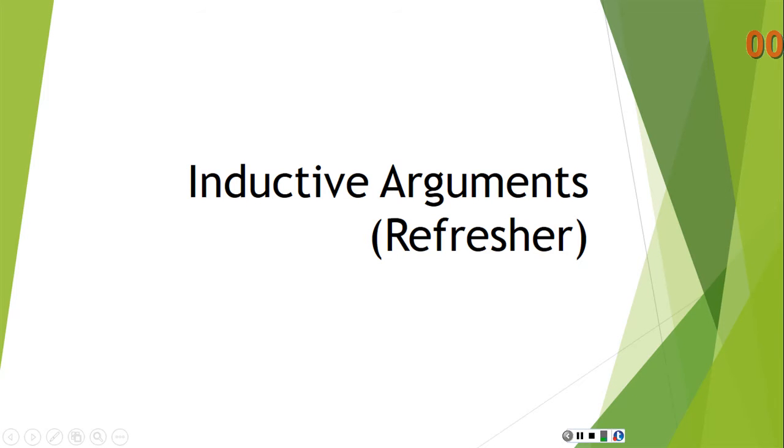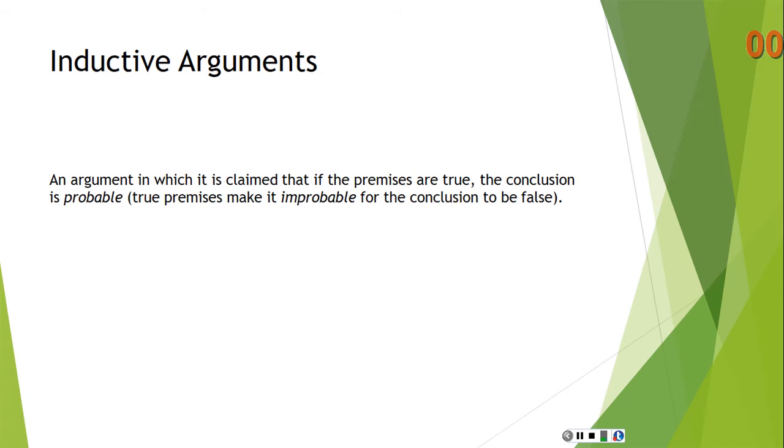All right. In this third section of the course, we're beginning our section on induction. Now, we talked about induction in the first section of the course in chapter 1, so I'd like to give you a little bit of a refresher. Remember, an inductive argument is an argument in which it is claimed that if the premises are true, the conclusion is probable. In other words, true premises make it improbable for the conclusion to be false.